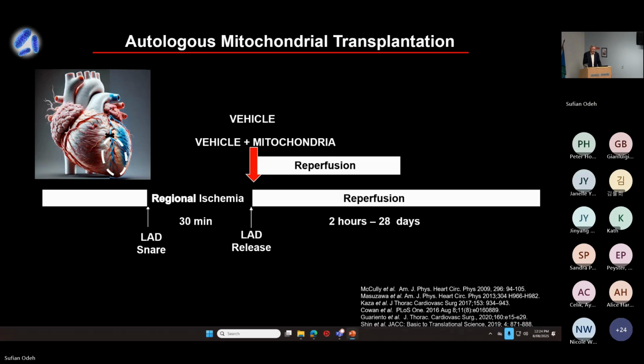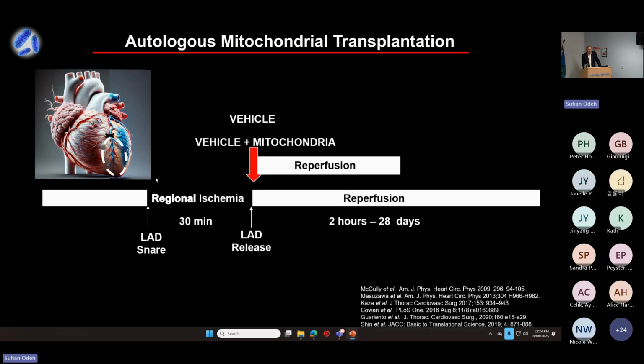So we have done a lot of studies doing regional ischemia reperfusion. What that is, we just transiently snare the left anterior descending artery, tie that snare, and do a temporary regional ischemia for 30 minutes. At the end of 30 minutes, we release the snare and reperfuse the heart. So that causes an area of approximately 30% of the left ventricle to be subjected to an ischemic insult.